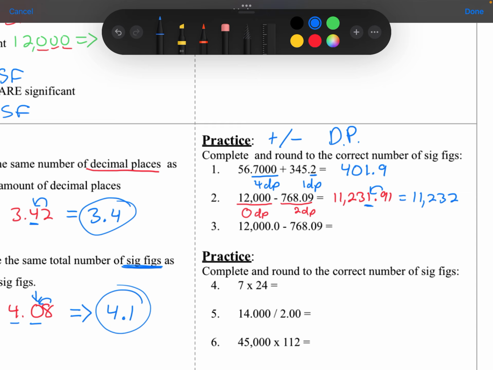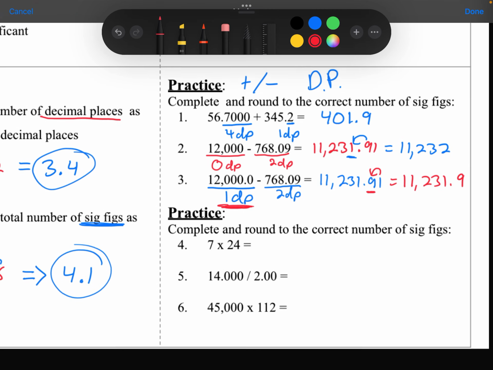For problem number 3, mathematically, the same exact question, but this time, this number has 1 decimal place, and that number still has 2 decimal places. So again, if I plug that into a calculator, I'm going to get 11,231.91. But this time, since I'm rounding my answer off to 1 decimal place, I'm going to round to this place instead of the ones place. This 1 does not round that 9 up, it actually just stays a 9, and so my final answer is 11,231.9.